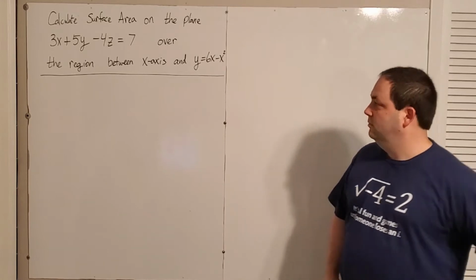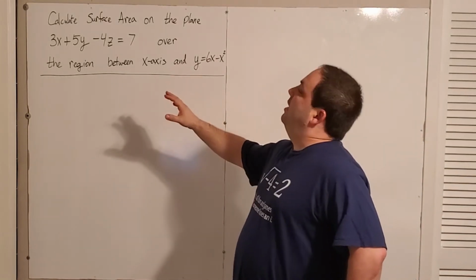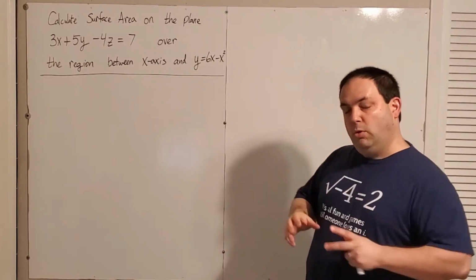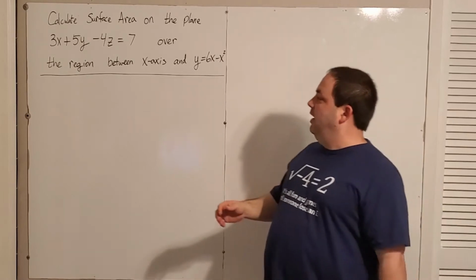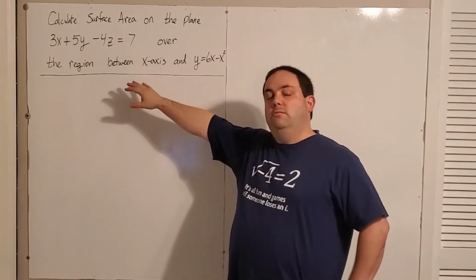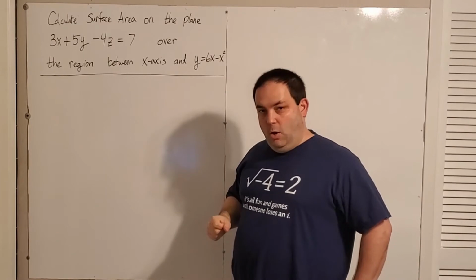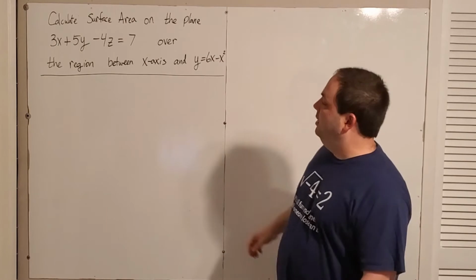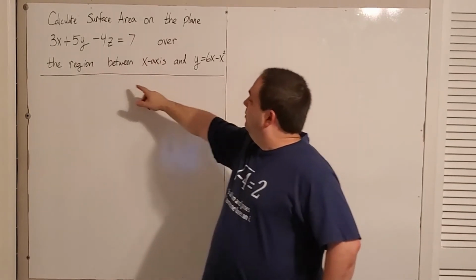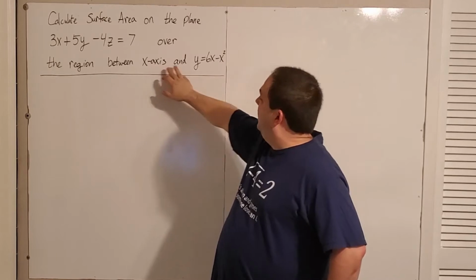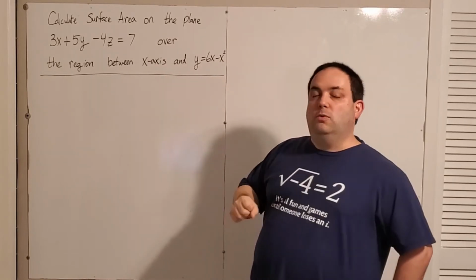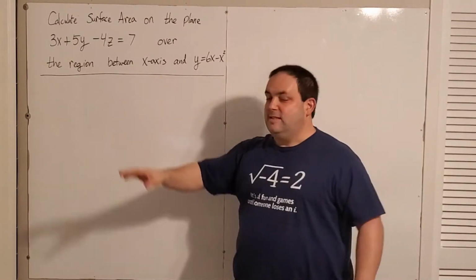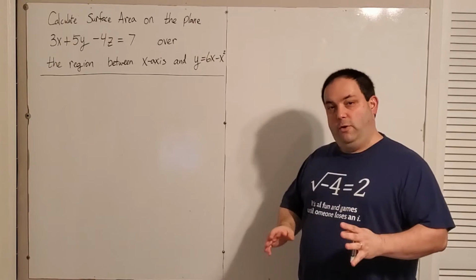First example, we want to calculate the surface area of a piece of a plane. Now the portion of the plane is going to be defined by the region in the domain that you're integrating over, right? We're not going to integrate the whole plane. That'd be infinite. We're not going to do that. We're going to integrate over a region here that's between the x-axis and the curve y equals 6x minus x squared, okay? So let's take a look at what this looks like first.